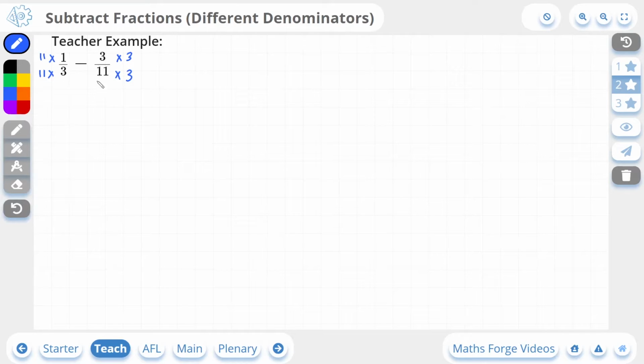Now let's execute the calculations and see what we have. 11 times 1 is 11. 11 times 3 is 33. Minus 3 times 3, which is 9. 11 times 3, which is 33.